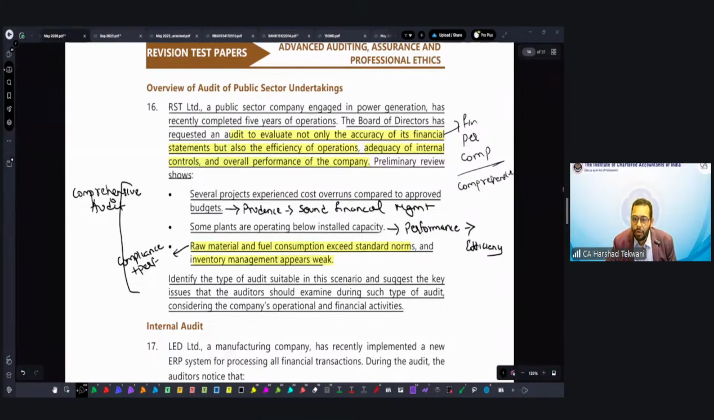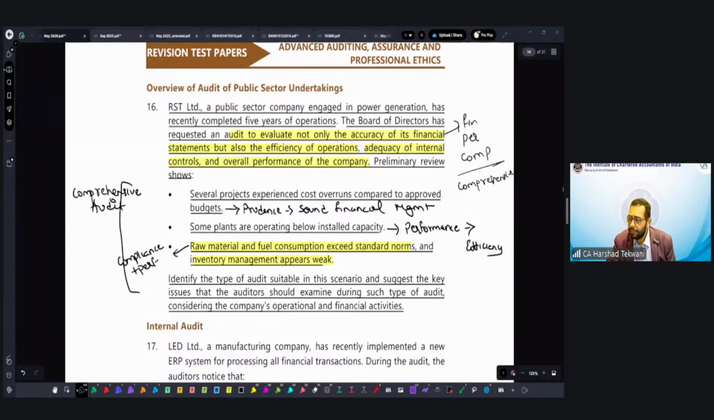But if I talk about what issues you will examine in this, it is straightforward, trust me. Half of the things are already given in the question. So the areas are already given in the question, and on the basis of that, you need to examine the areas.